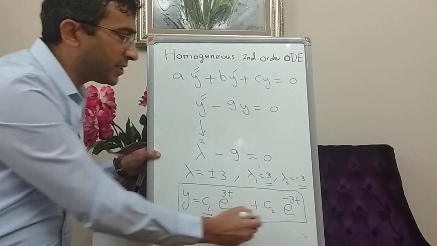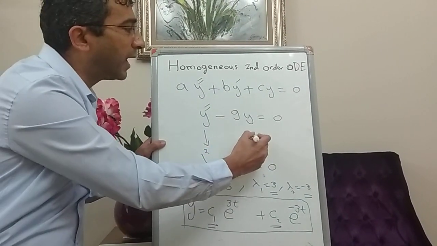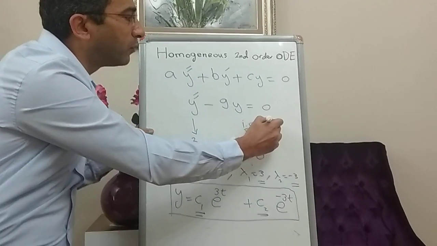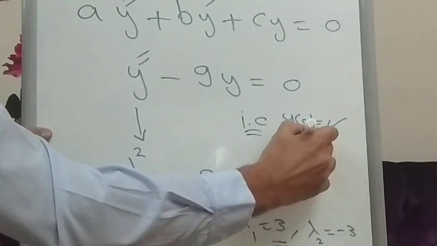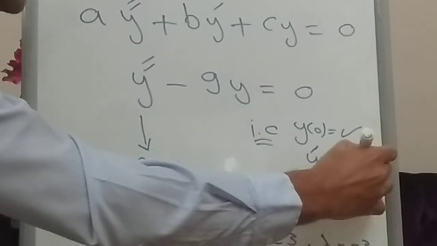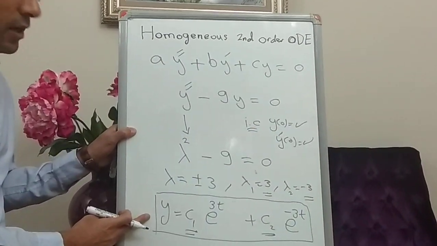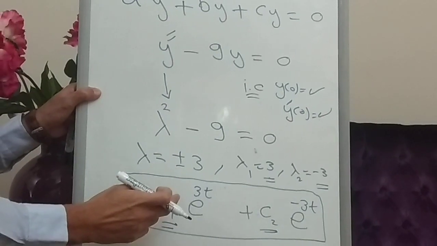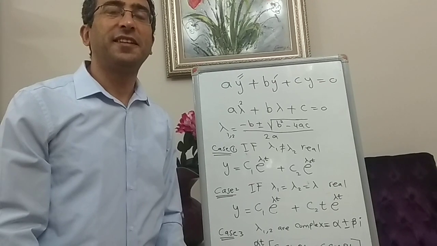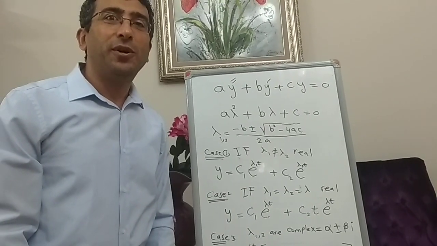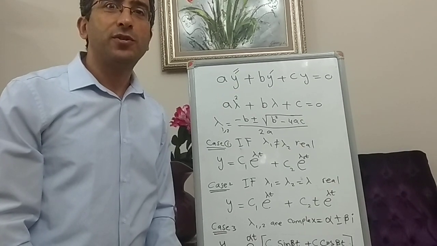The constants c1 and c2 can be found depending on the initial conditions. Usually you will have some initial conditions. For example, when the time is equal to 0, y is equal to some number, and when the time is 0, the velocity or y prime is equal to some number. You plug these two conditions into this equation, and you can obtain c1 and c2. So you can use the characteristic equation to find the solution.